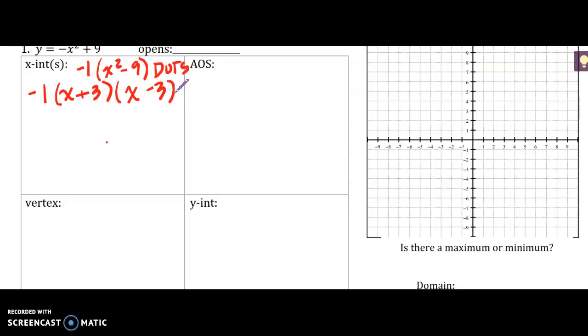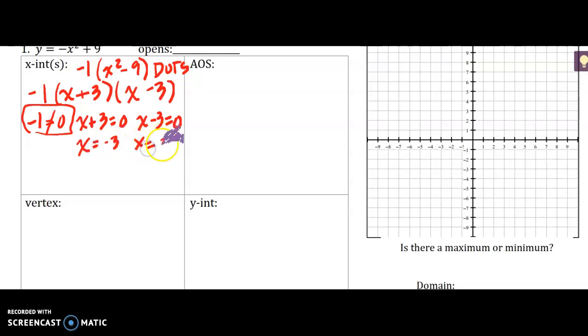And then once I have that completely in factored form, I'm then going to set all of those factors equal to 0. And solve. So you'll notice for this first one, this is a false statement. Negative 1 cannot equal 0. So that first factor just kind of gets thrown out. And then here x equals negative 3, and here x equals positive 3. So those are my two intercepts, negative 3, 0, and positive 3, 0.